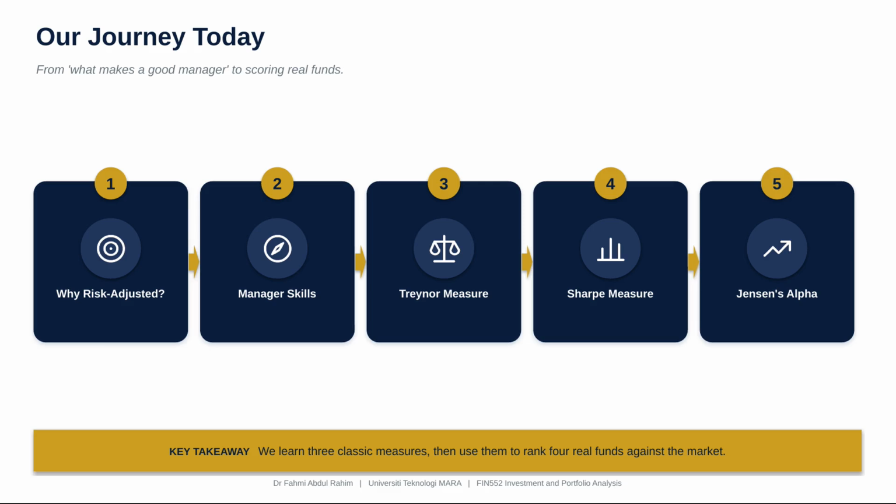Here is our 5-stop journey through the chapter. Stop 1. Why risk adjusted, where we see why return alone is misleading and why risk must be accounted for. Stop 2. Manager skills, where we learn the two abilities a great manager needs: good market timing and good security selection. Stop 3. The Treynor measure, our first risk-adjusted score, based on beta. Stop 4. The Sharpe measure, based on total risk, the standard deviation. And stop 5. Jensen's alpha, the measure of pure skill above the key CAPM benchmark.